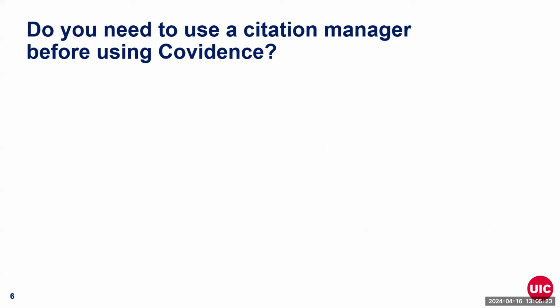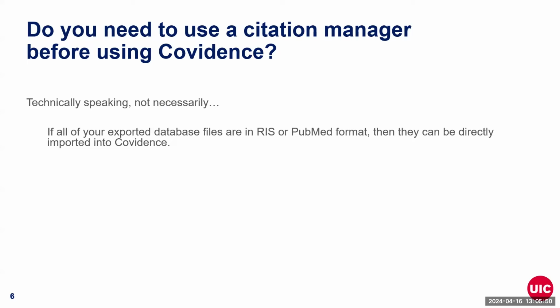One thing I like to address is that sometimes the question comes up of whether you need to use a citation manager before using Covidence. When I say citation manager, that includes things like Zotero, EndNote, and RefWorks, which are all examples of citation managers, somewhere that you've put all of the records that you've gotten from the different databases that you've searched. And the answer is, technically speaking, not necessarily. If all of your exported database files are in RIS or PubMed format, then they can be directly imported into Covidence.